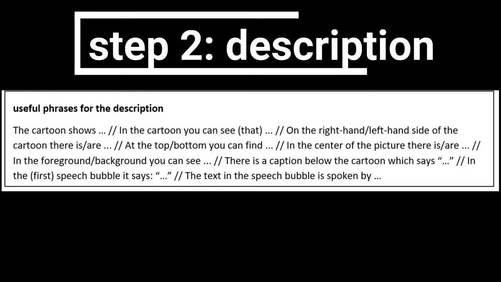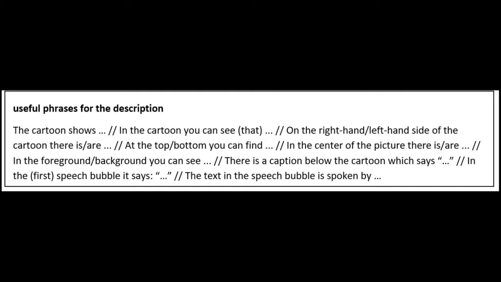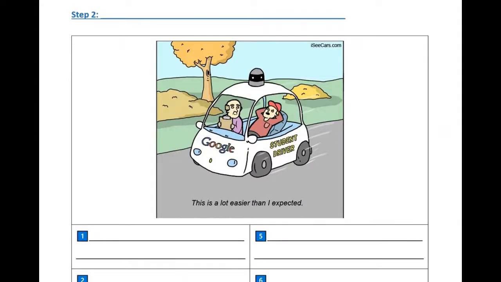Here are some useful phrases for the description of a cartoon. You should know these phrases from the picture descriptions, but something that's special about the cartoon is that there are sometimes captions and speech bubbles. So you could say, for example, there's a caption below the cartoon which says... There's a speech bubble and it says... So basically what you have to do in this first step of the description, there's no comment involved and no analysis or interpretation involved. You just describe what you see.